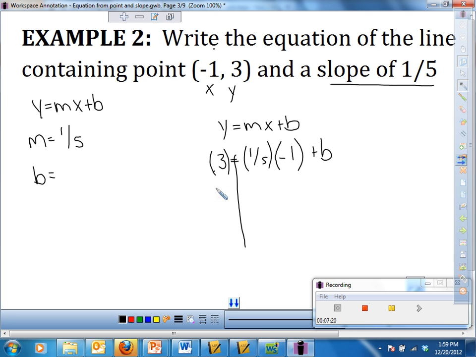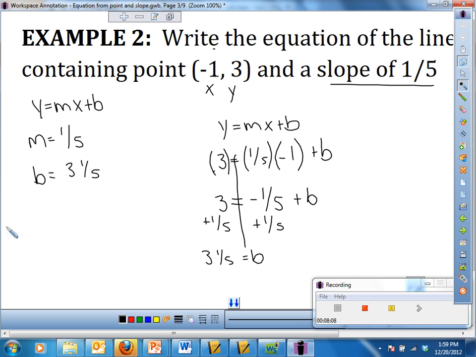I'm going to go ahead and simplify. I'm going to drop my parentheses and bring down my 3. 1/5 times negative 1 is a negative 1/5 plus b. Now I know, okay, how do I get this b by itself when negative 1/5 is being added to b? Well, to undo a negative 1/5, I'm going to add 1/5. And 3 plus 1/5 gives us 3 and 1/5, which equals b. So I'm going to go ahead and write that over here. 3 and 1/5.